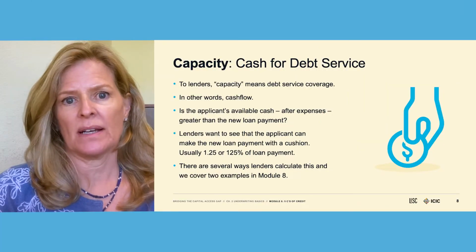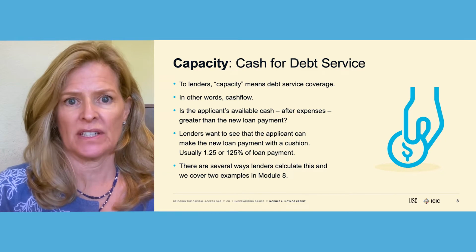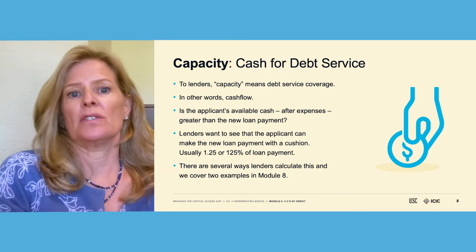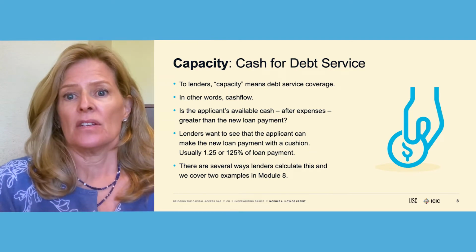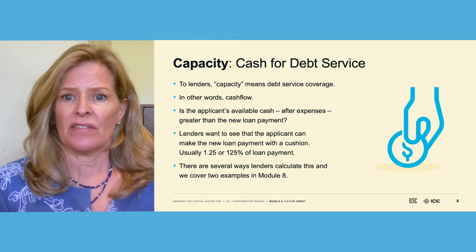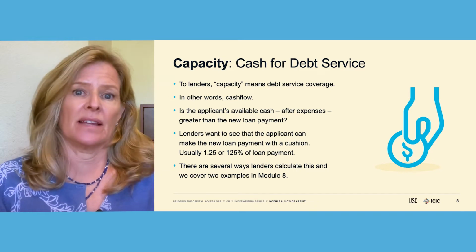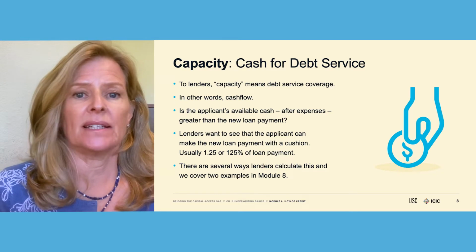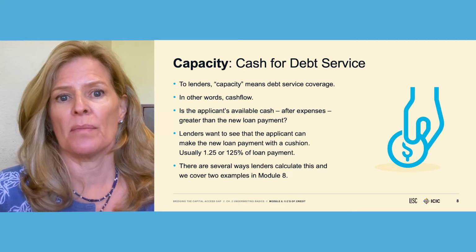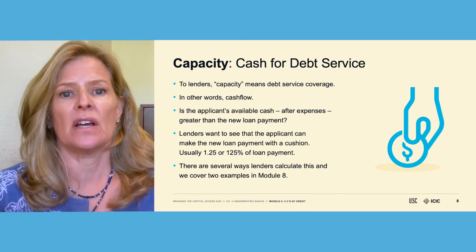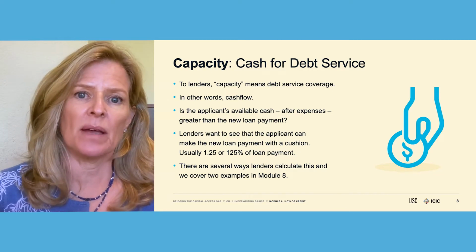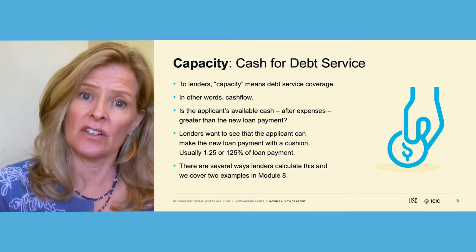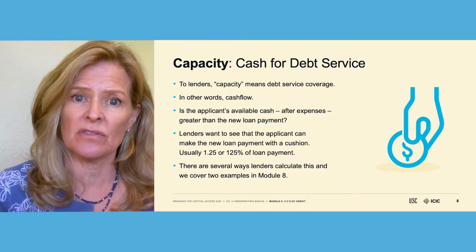So when we're talking about cash capacity, we're talking about debt service coverage, the ability of a borrower to have enough cash in their situation to make the monthly loan payment. So the applicant's available cash after expenses, is that greater than the monthly loan payment, at least by a little? The CDFI lenders I've worked with are usually looking for about 125% coverage. That would mean that if the monthly loan payment's $100, they'd like to see cash capacity of about $125 per month, and that way there's a little cushion for the loan.